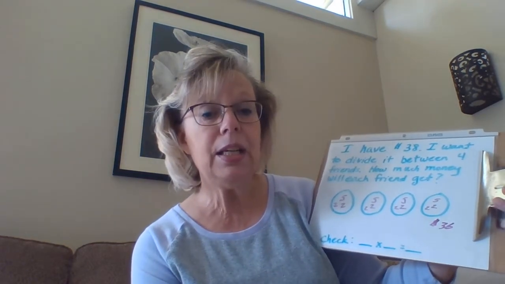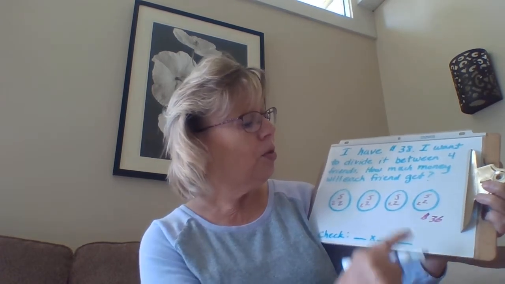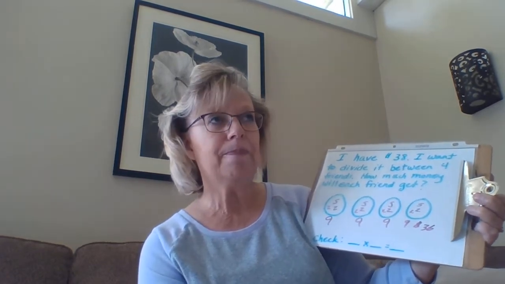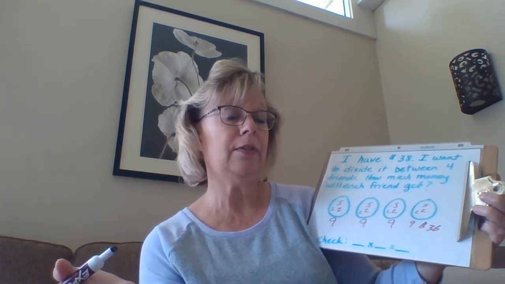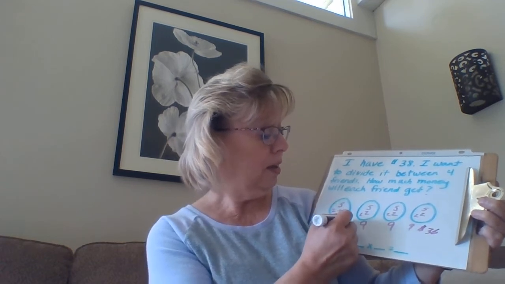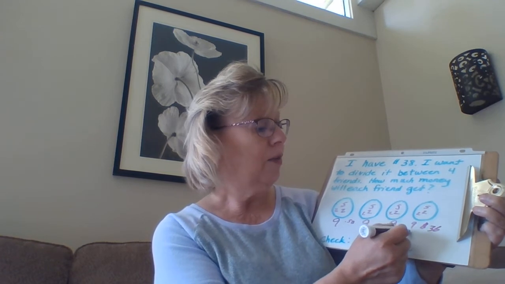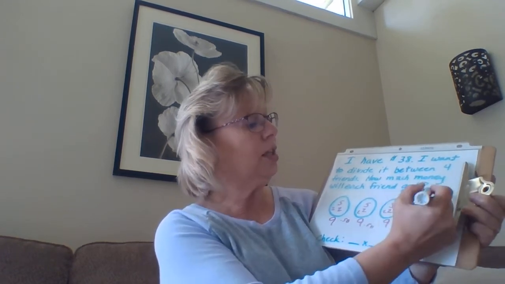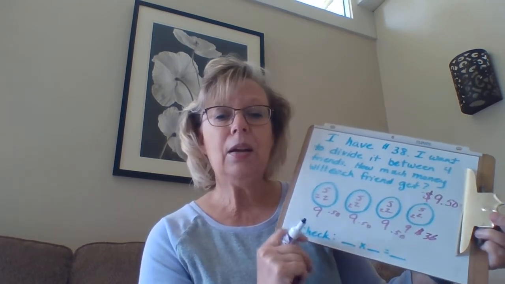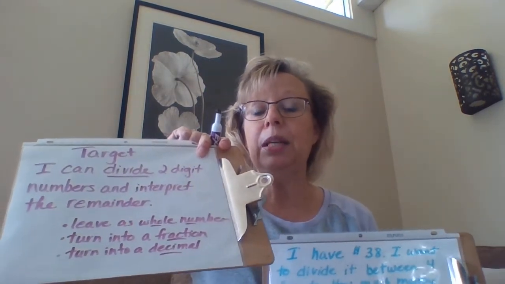If I gave $1 more to each of my friends, it would be over 38. So I know that each friend could get $9, $9, $9, and $9. That's 36. That means I have $2 left over. See, $2 for 4 friends, or $1 for 2 friends, if I divide it in half. And then if I divide $1 in half, each one could get 50 cents, because 50 cents 4 times is $2. So each friend could get $9.50. So what I did right there is interpret my remainder. Usually with money, our remainder will be turned into a decimal.